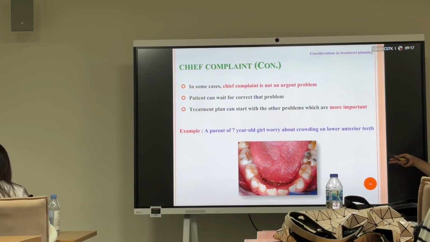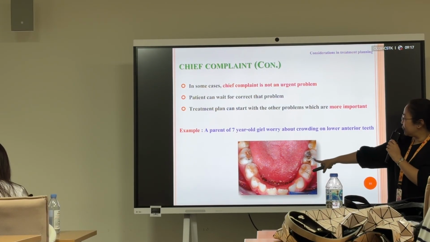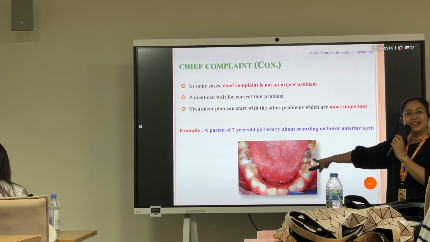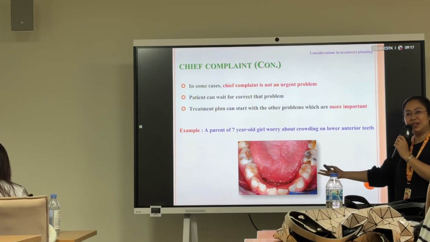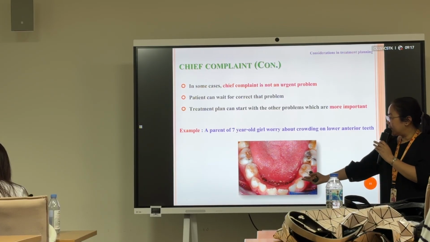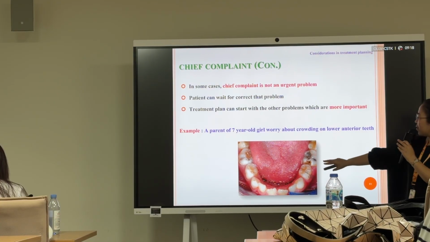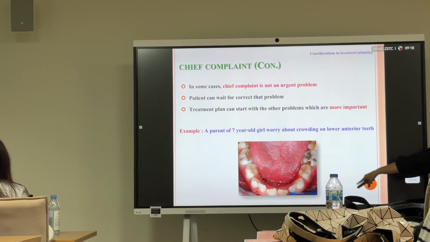For example, a parent of a 7-year-old girl worries about crowding on the lower anterior teeth, but the parent cannot notice the black one that will cause pain soon. So you have to explain, okay, your worry is about this, but it takes time to do tooth arrangement or orthodontic treatment or something like that. But the more important is this one, the black one, which can cause pain soon. So you can propose and explain.